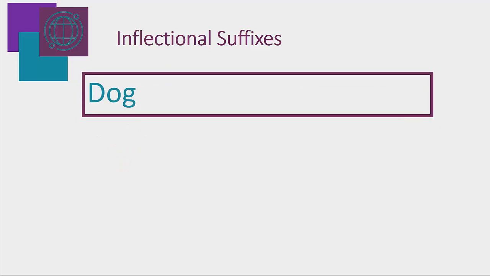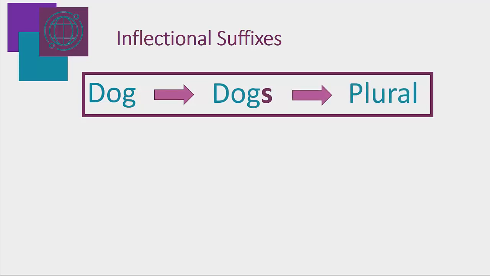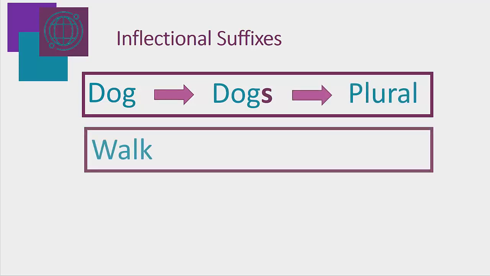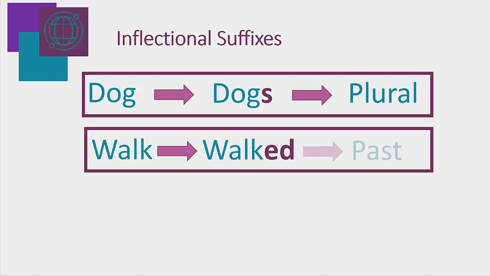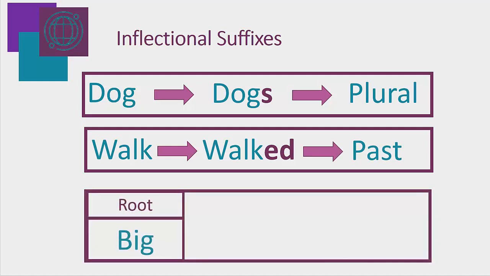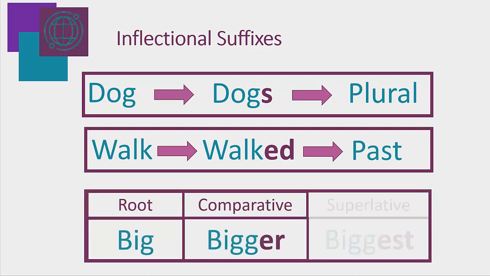Here we have dog. We have dogs, adding the inflectional suffix s, and that creates the plural. Or walk, adding the inflectional suffix ed, which provides the past tense. And big, bigger, biggest, showing the root word, the comparative, and the superlative.